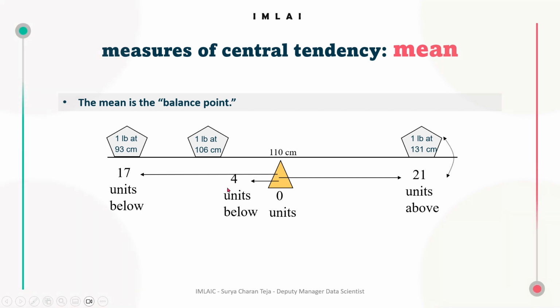because 17 plus 17 plus 4 on the left is equivalent to the 21 units on the right. So 17 units plus 4 units equals 21 units. It's balanced. It's 0 units.